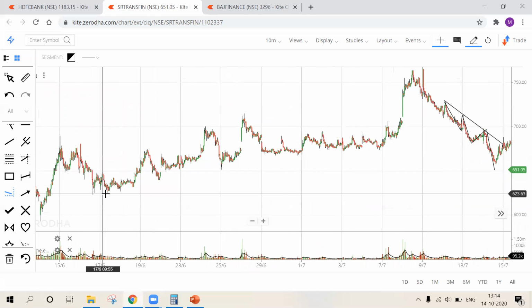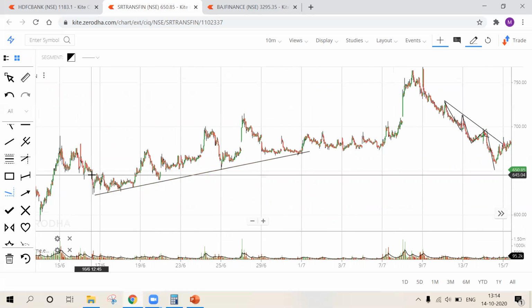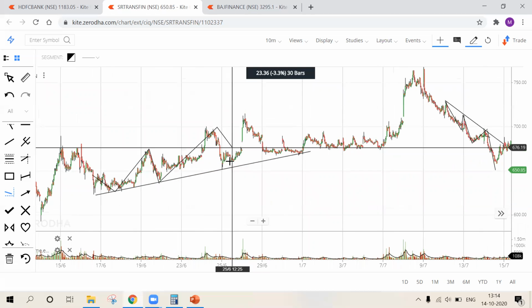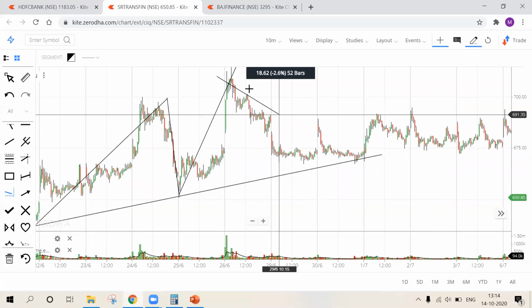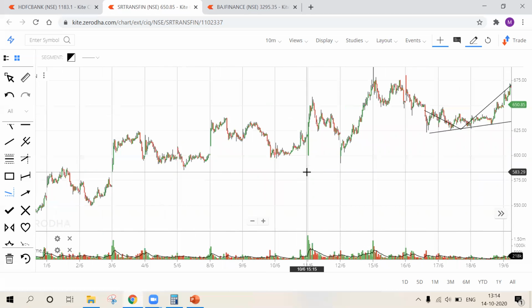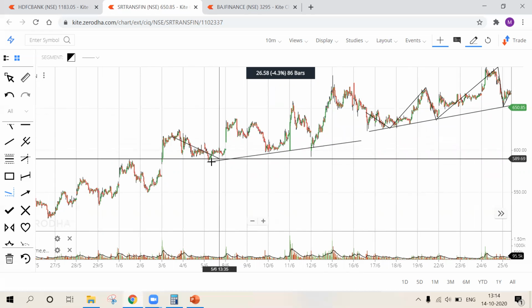Okay, and yes, look at this. First rejection, second rejection, third rejection. Okay, so look at the height. That's how it will work. Let's search for another example. Okay, look at this scenario.